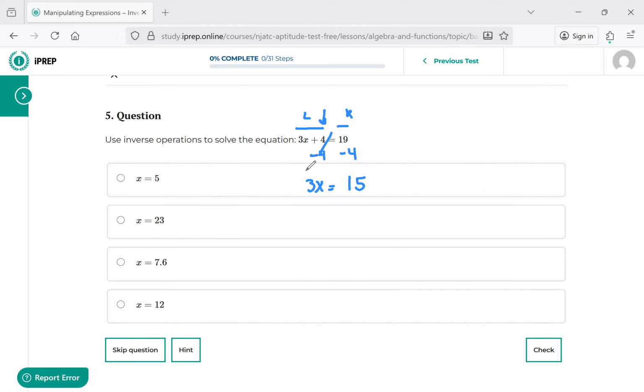The next step is solve for x. So I have to get rid of this 3. Do not subtract 3 or 3x. They'll not work. This is squished, and squished means multiplication. So what is the opposite of multiplication? Division. So you're going to divide both sides by 3. So this cancels, and you're left with x equals 15 divided by 3 is 5. Okay, that's your final answer.